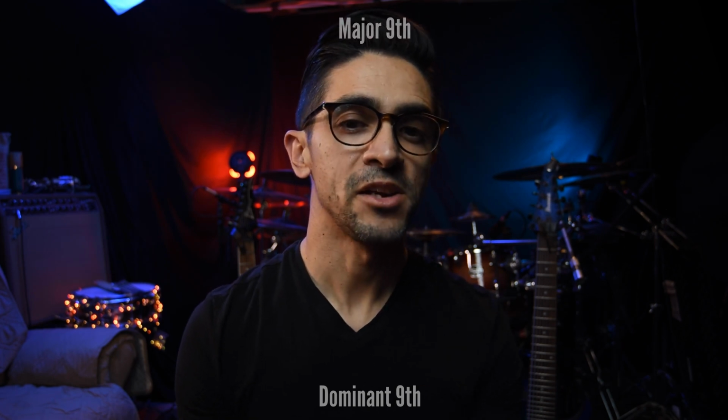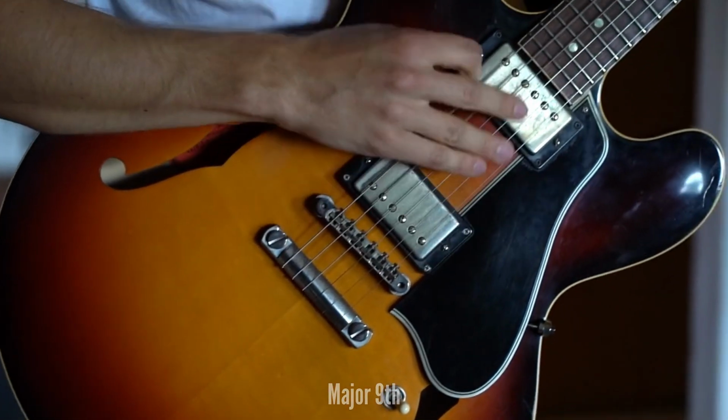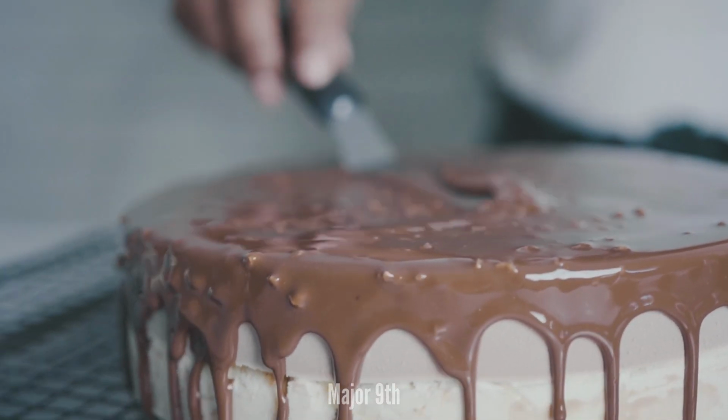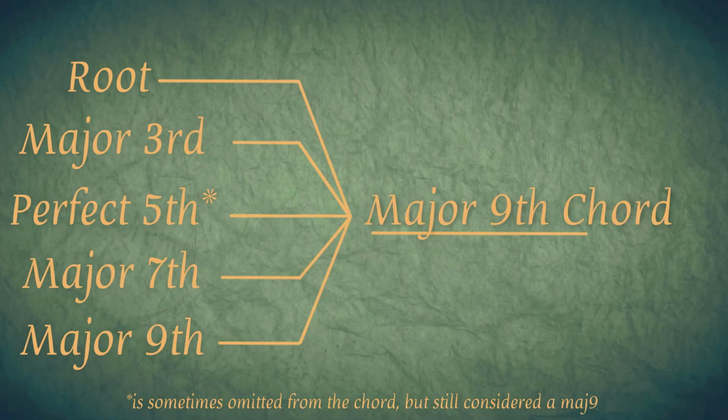Next up, let's talk the major 9th chord. This one is smooth, jazzy, uplifting. It's perfect for ballads and feel-good vibes. Major 9th chords are one of the most beautiful and open-sounding chords you can add to your progressions. They take the uplifting, stable nature of a major chord and give it an extra layer of richness by adding the 9th. Now the formula for that is the root, the major 3rd, the 5th, the major 7th, and the major 9th.